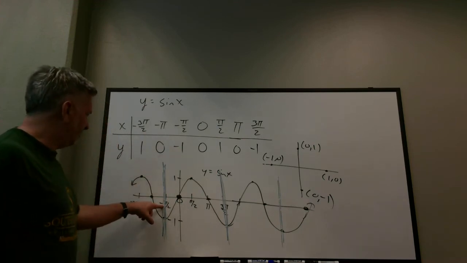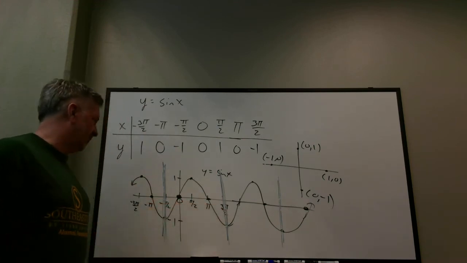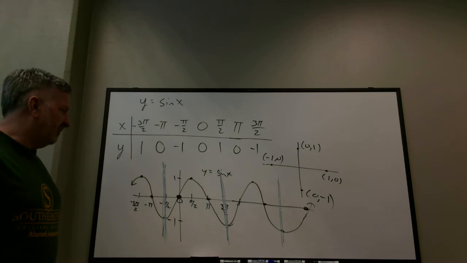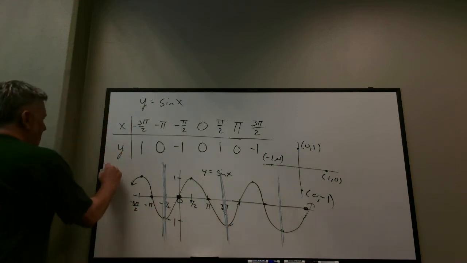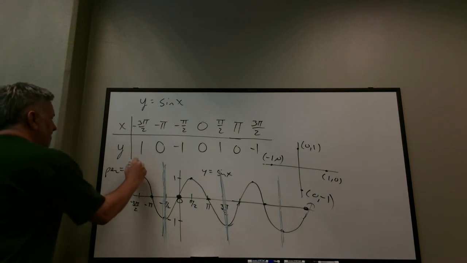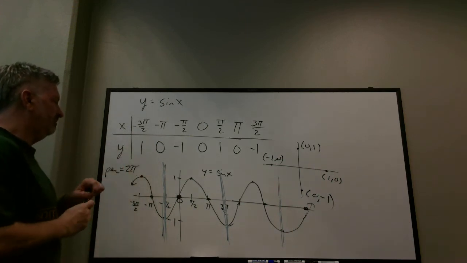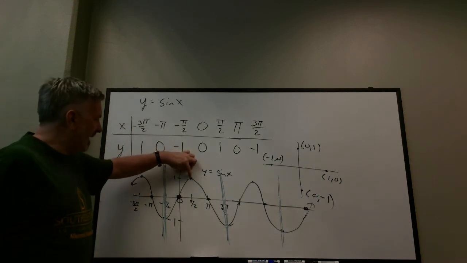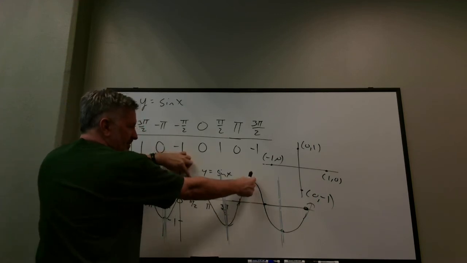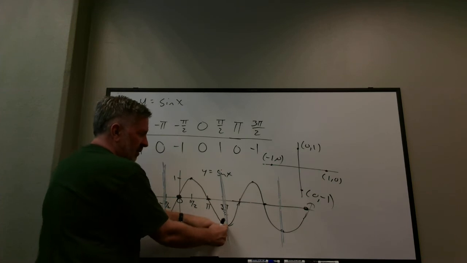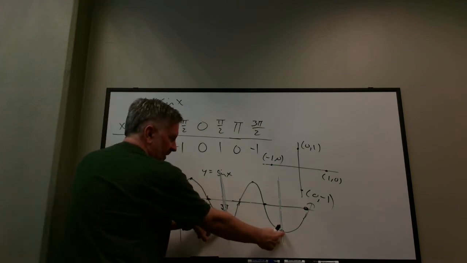Okay, now how far is it from minus pi over 2 to 3 pi over 2? That's a total distance of 4 pi over 2, which is 2 pi. So the period of the sine graph is 2 pi. Now what does that mean? If you're at a high point and you move over 2 pi, you're at another high point. If you're at a low point and you move over 2 pi, you're at another low point.